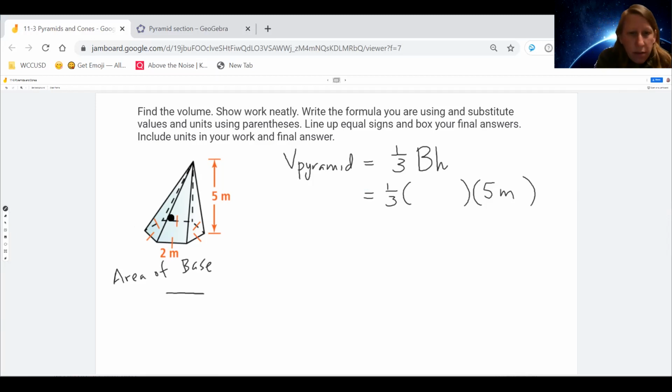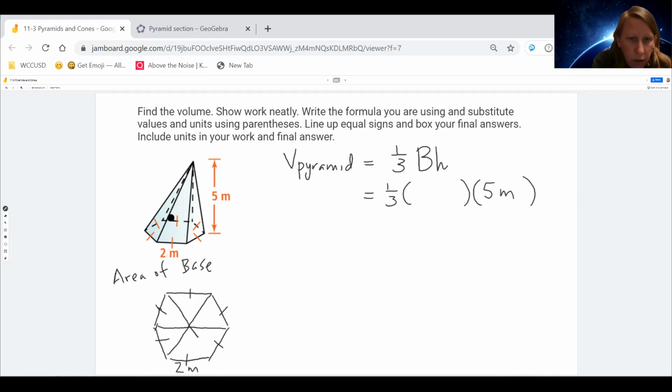And we know that the base is a hexagon. And there's lines on all the sides, which is helpful. This is a regular hexagon. All of the sides on this hexagon are 2 meters. Okay, I don't know how to find the area of a hexagon. I do, but you guys probably don't. So let me show you one way to think about it.